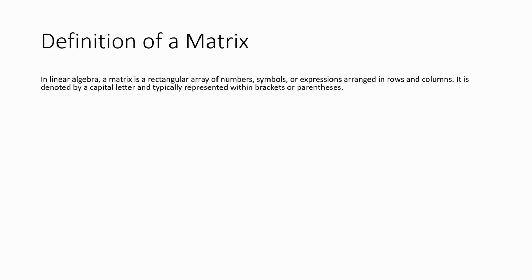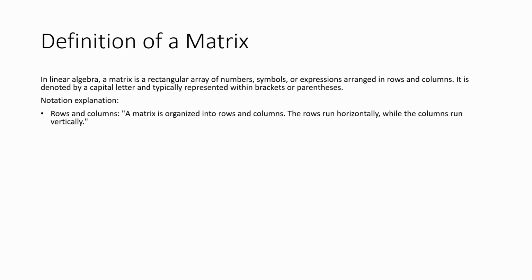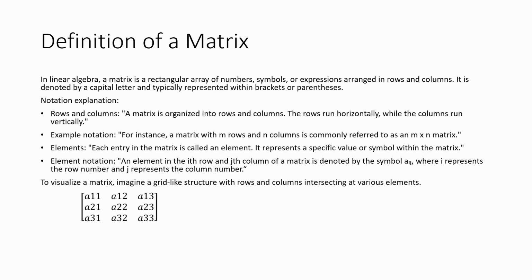In linear algebra, a matrix is a rectangular array of numbers, symbols, or expressions arranged in rows and columns. It is denoted by a capital letter and typically represented within brackets or parentheses. So yeah, just the notation explanation. Matrix usually have rows and columns. For example, we have M by N matrix, which indicates M is the rows and N is the columns.